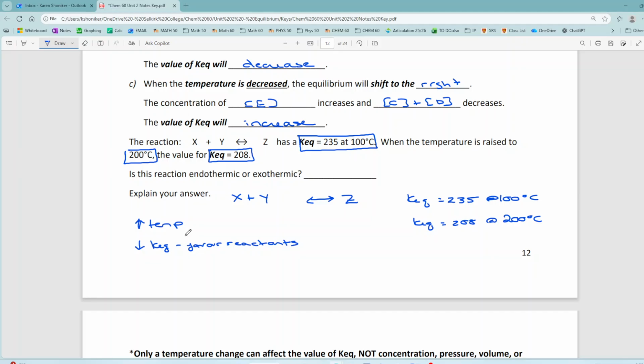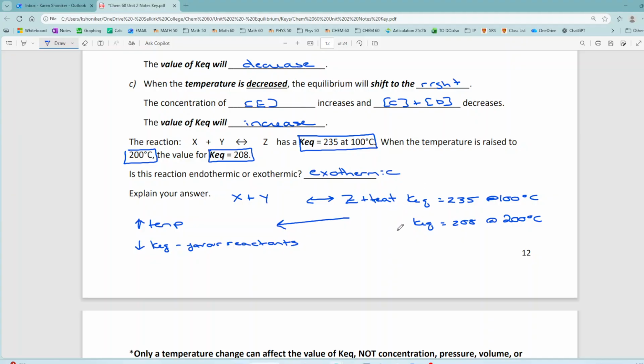When you increase temperature, you move away from the heat term. So if I'm favoring my reactants by increasing the temperature, it means I'm moving away from my heat term, which means my heat term must be on the right, which means that this is an exothermic reaction.